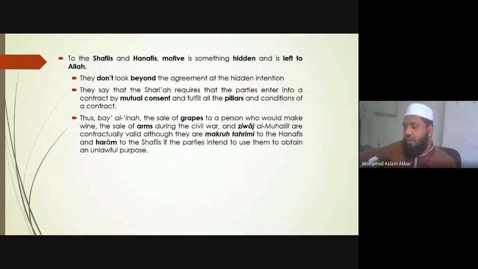They say the Sharia requires that the parties enter into a contract by mutual consent and fulfill all the pillars and conditions of a contract. So the same example they can give you by al-aina, because this is a problem also by al-aina. I think you will be learning this in fiqh too.